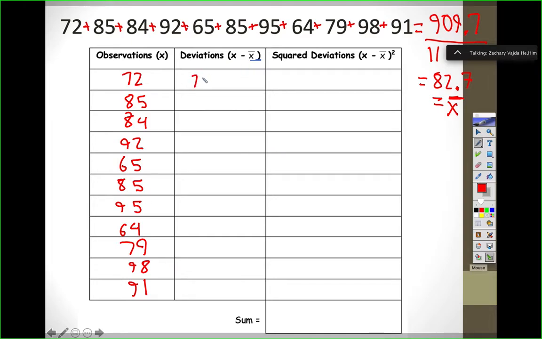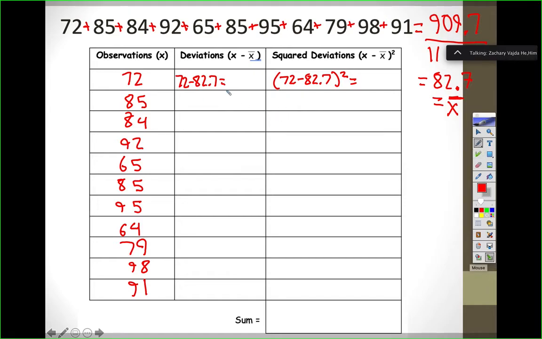So 72 minus, my mean is 82.7. You'll have to get that number, and then 72 minus 82.7, we'll have to square it, and we'll get a new number. So I'm going to leave room for the answer. 72 minus 82.7. And then we're going to square it. So I'm going to do all of these. I'm not going to waste your time. I'm showing you that I did them all already.